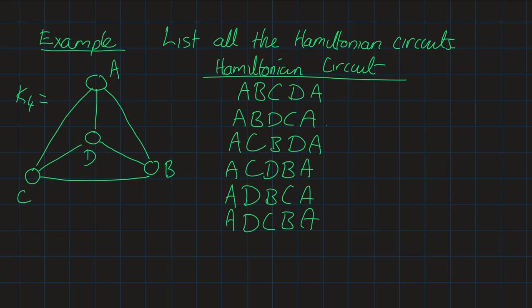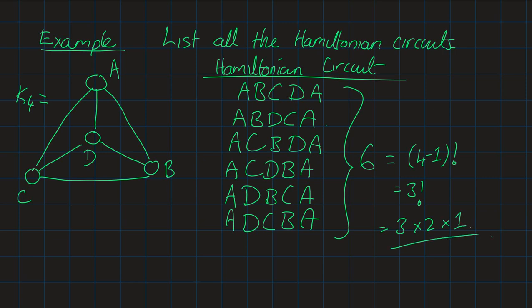So you can see it's sort of just a combinatorics game. It's how many ways can you order the letters A, B, C, D, so that you begin and end with A and all the other letters appear exactly once. And if you count them up, we have exactly 6 of them. And 6 is equal to 4 minus 1 factorial, which is 3 factorial, which is 3 times 2 times 1. So the theorem works, okay? The theorem works. K4 has exactly 6 Hamiltonian circuits.